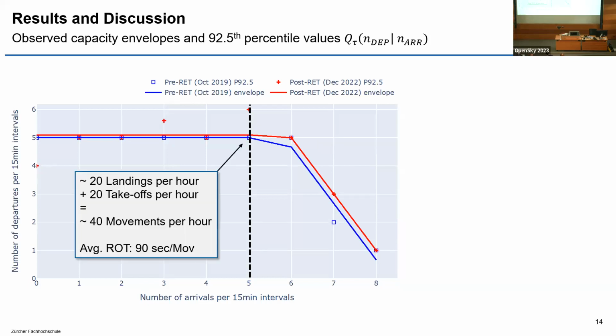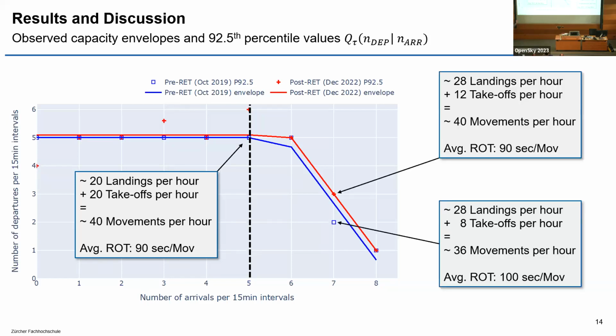If we look at the whole situation in more detail, and we pick, for instance, the spot where we have 5 landings and 5 departures per 50 minutes, which is 20 landings per hour and 20 departures per hour, equaling 40 movements per hour. There we have an average runway occupancy time of 90 seconds per movement.